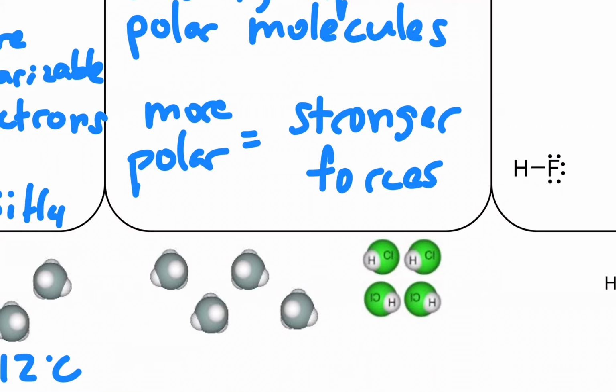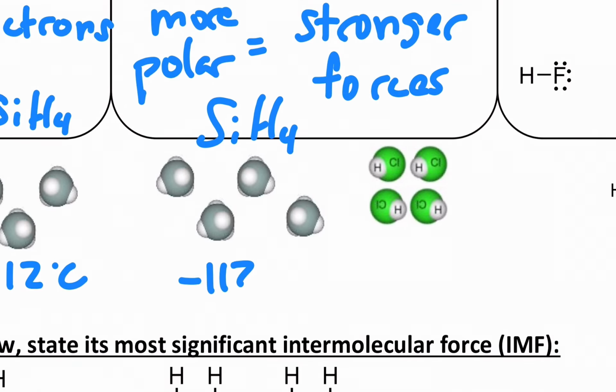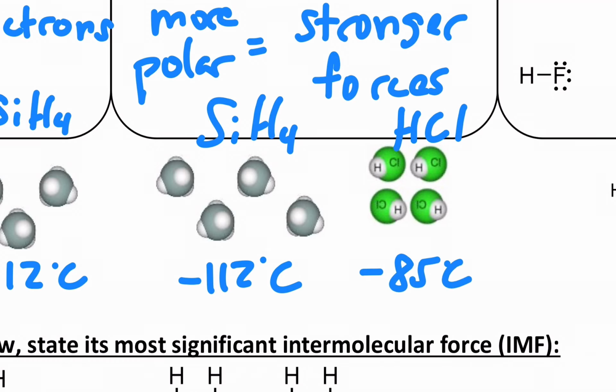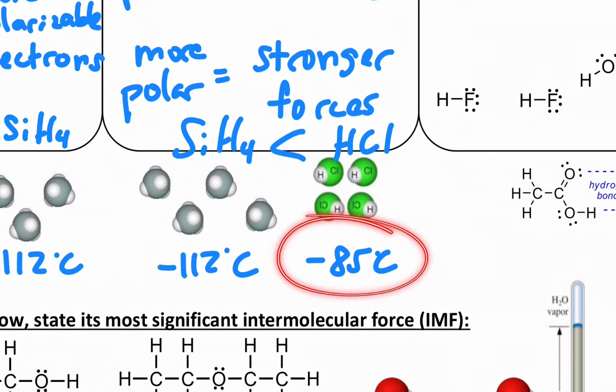So for example, silane, just to use it again, which we already know is -112, and silane is nonpolar. It's got a symmetric distribution of charge. Those 4 hydrogens are tetrahedrally arranged around each silicon atom, so there's no pre-existing dipole. But right next to it, molecules of hydrogen chloride, HCl, have pre-existing dipoles. So it boils at a higher temperature. It's about 85 below zero. So HCl has stronger forces of attraction based on the higher boiling point.